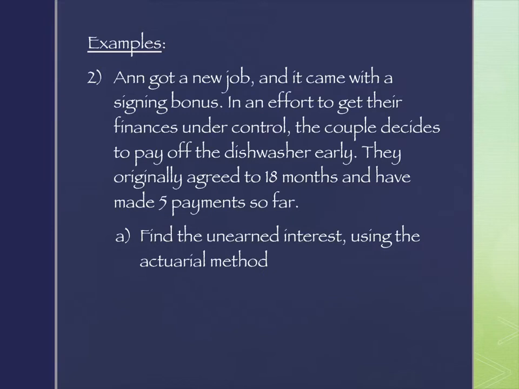So let me write down the formula for unearned interest first, and then we'll identify what all the pieces are in our scenario. So this is K times R times H over 100 plus H. We'll do it that way so it matches.